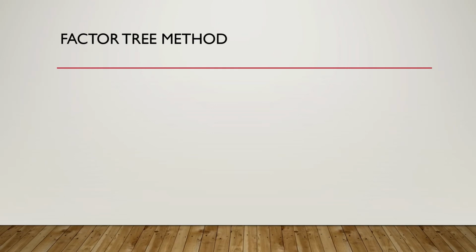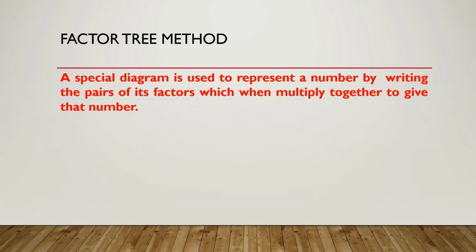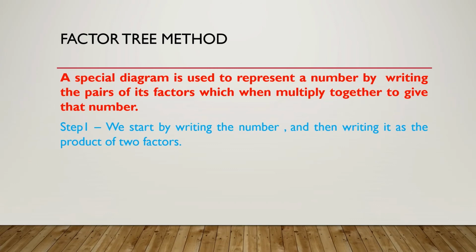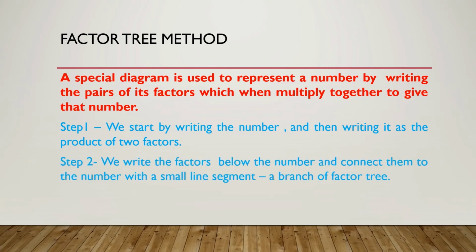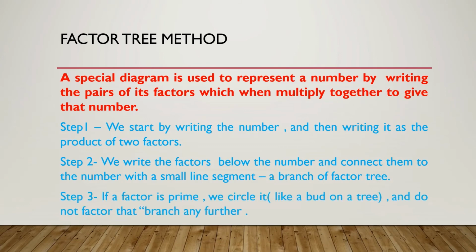Let's see the factor tree method. A special diagram is used to represent a number by writing the pair of its factors which, when multiplied together, give that number. First step: we start by writing the number and then writing it as the product of two factors. Step 2: we write the factors below the number and connect them to the number with a small line segment like a branch of a tree. Step 3: if a factor is prime, we circle it like a bird on a tree and do not factor that branch any further.